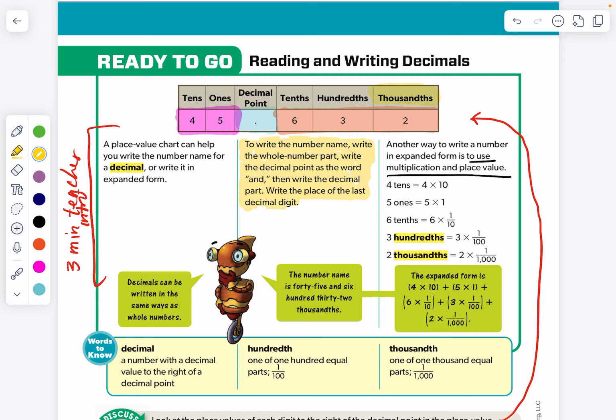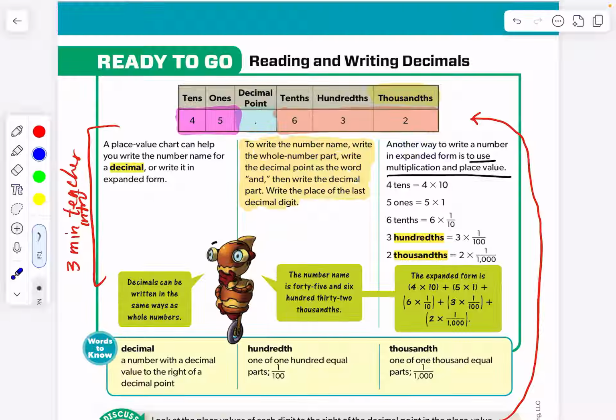So then it says another way to write a number is in expanded form, right? Using multiplication and place value. So essentially, expanded form accounts for the digits and what place they are in on the place value chart. So because our first digit is a 4 and it's in the tens place, we would say that 4 is 4 times 10. And then our next digit is a 5 and it's in the ones place. We'll say 5 times 1.